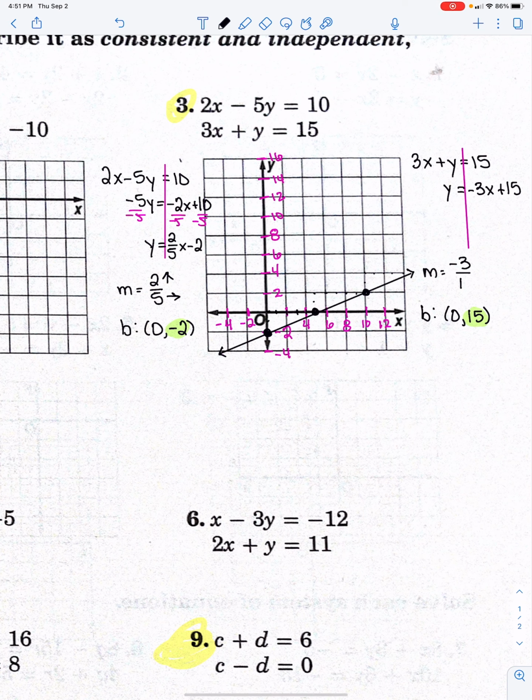All right, now let's go ahead and graph equation B. That one starts at (0, 15). So on the y-axis, I start at positive 15. And my slope is down 3, right 1. So I go down 1, 2, 3, right 1. Down 1, 2, 3, right 1. Down 1, 2, 3, right 1. Down 1, 2, 3, right 1.